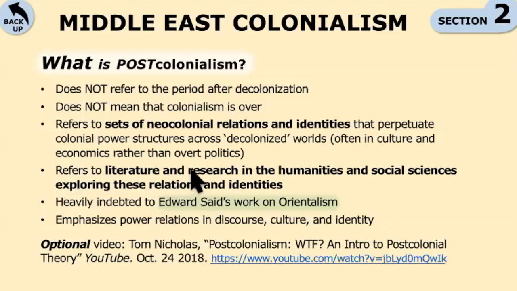Post-colonialism refers to literature and research in the humanities and social sciences that explore these relations and identities. So post-colonialism is a whole field of study, and it is heavily indebted to Edward Said's work on Orientalism, which is largely credited with creating post-colonial studies. Post-colonialism emphasizes power relations in discourse, in culture, and in identity.